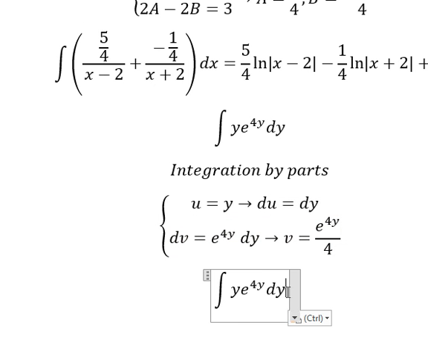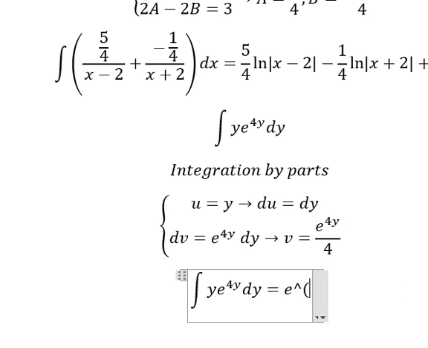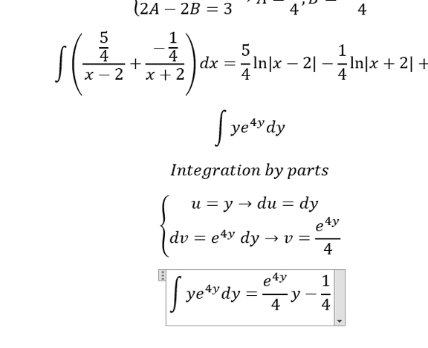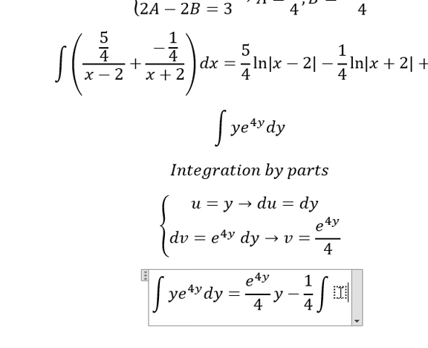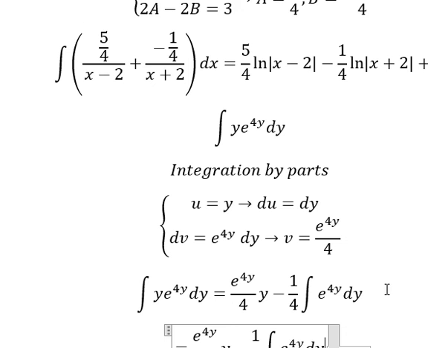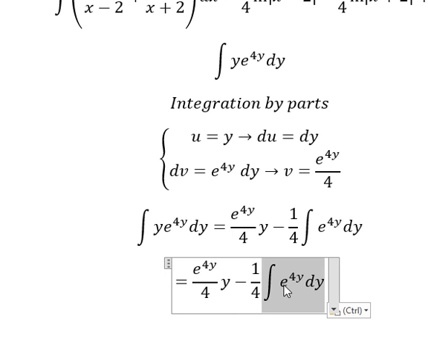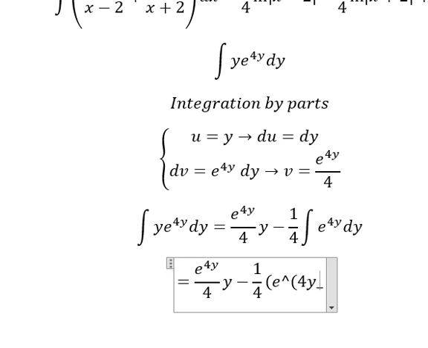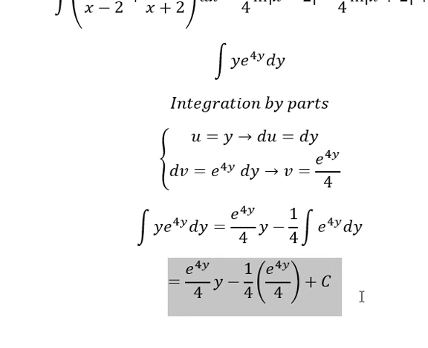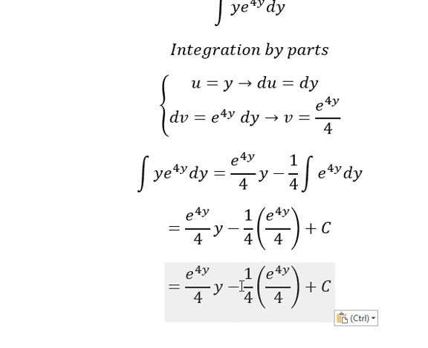So we have u multiplied by v minus du multiplied by v. And now we have the integration e to the power of 4y, and I will put dy in here. So the integration of this one we have e to the power of 4y over number 4. And then I will put c. So number 4 and number 4 we have 16.